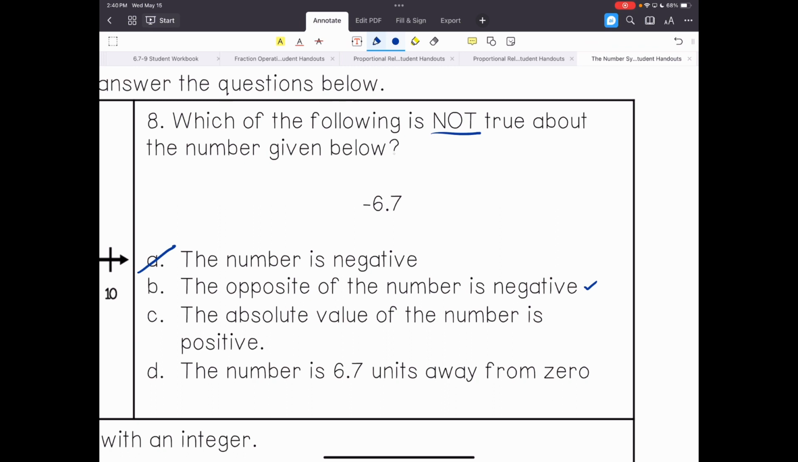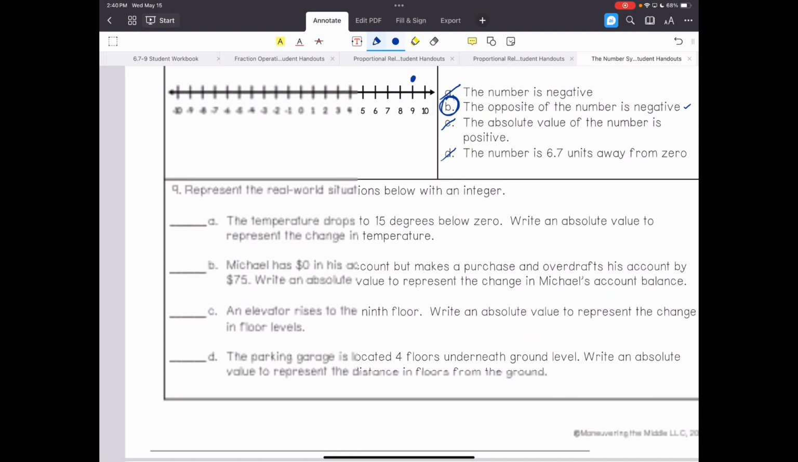The absolute value of the number is positive. That is true. Absolute value will always be positive, but remember, we're looking for the false statement. The number is 6.7 units away from 0. Remember that the absolute value is the distance away from 0, and distance is always positive. So instead of negative 6.7, the distance is a positive 6.7, so also true. So B is the one that is not a true statement.